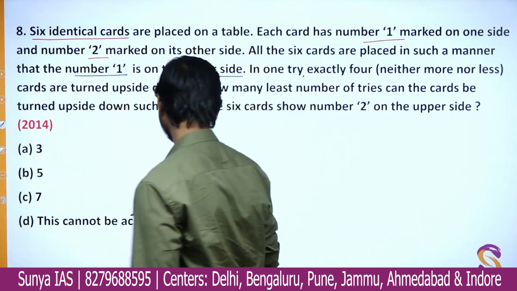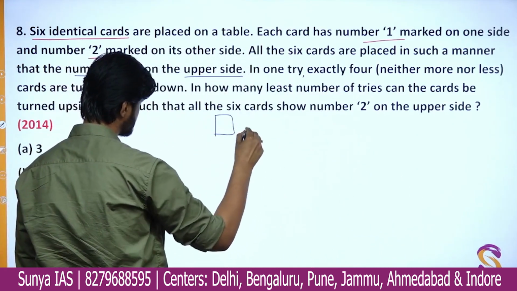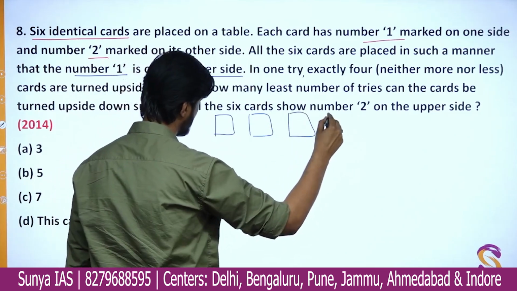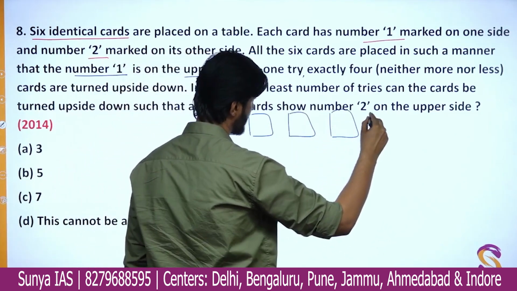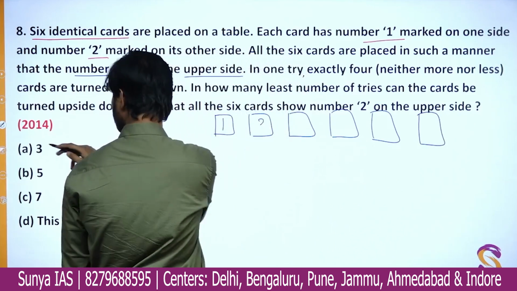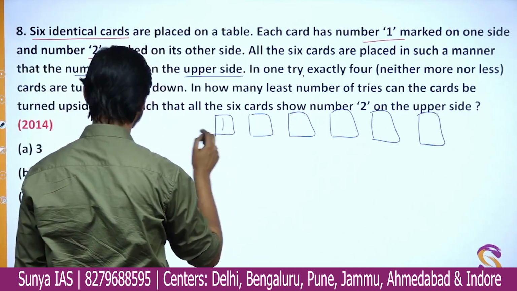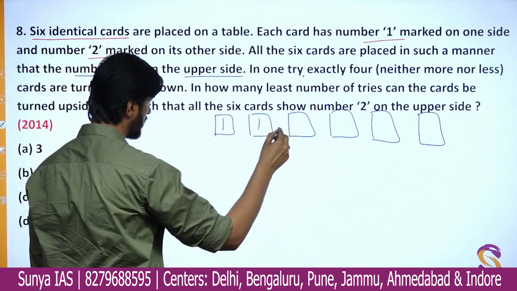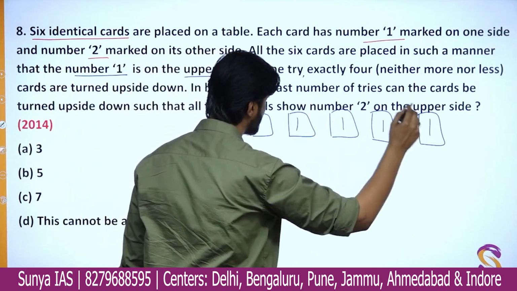So let me just write down that. So we have 1, 2, 3, 4, 5 and 6. Now all the cards are having 1 on the top. This is how you can write it. I have drawn all the cards with 1 on the top.